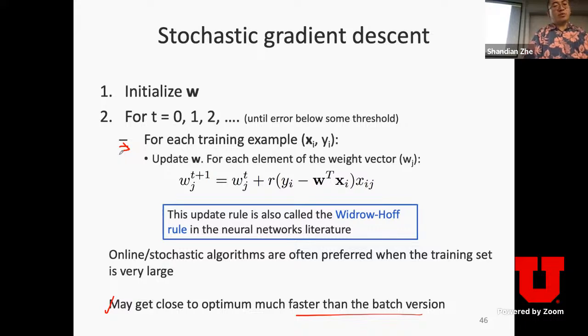But in practice, people will usually still go through the data set multiple times. One pass through the data set is called one epoch. You might go through the data set 100 epochs or 1,000 epochs. The choice is often flexible.